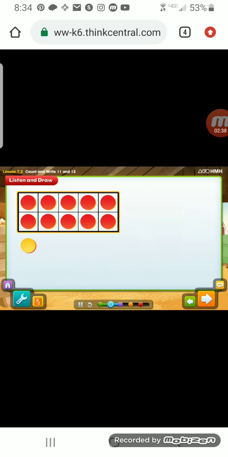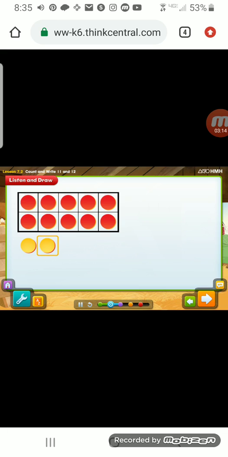There are 10 counters in the 10 frame and 1 counter below it. Do you remember how to write 11? So 11 is 10 ones and 1 more 1. Let's see what 11 looks like as a number. Now click the number 11 to see it as a word. Let's spell 11. E-L-E-V-E-N.